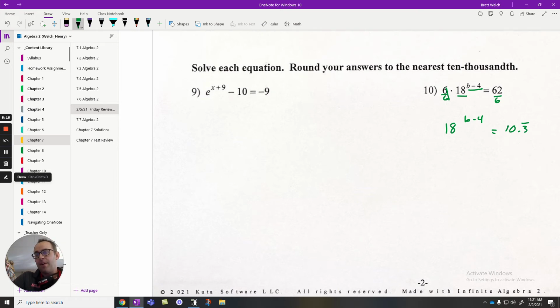Now that I have an exponential alone, I need to remove the exponential. I do that by applying a log to both sides. I want to stick a log on both sides. But the base of the log needs to cancel the base of the exponential. Since my exponential is 18, I'm going to put a base 18. Over here it cancels. The reason I do it is to cancel the log with the base 18, to give myself b minus 4 equals log, remember the base was 18, of 10.3 repeating.